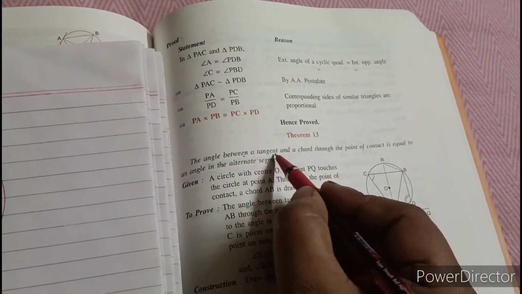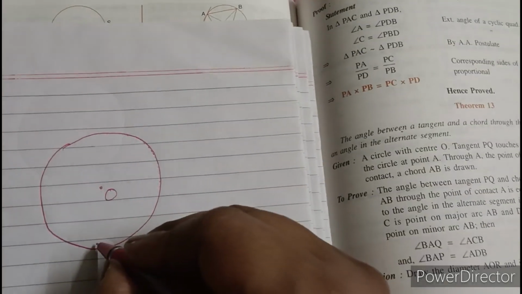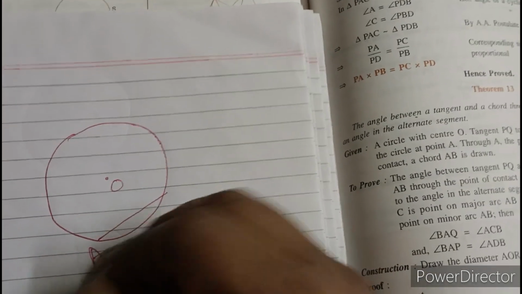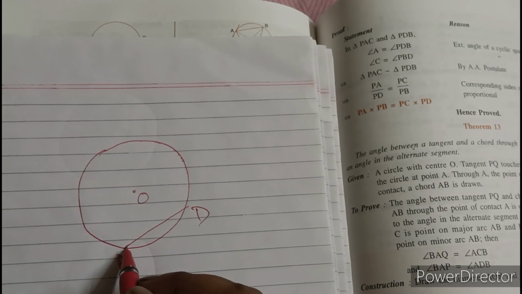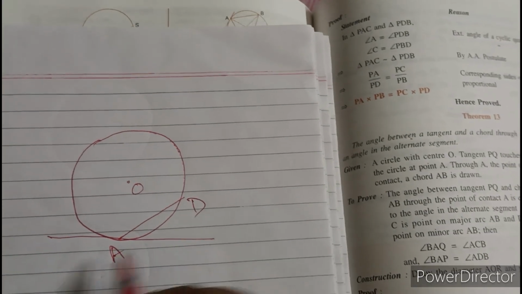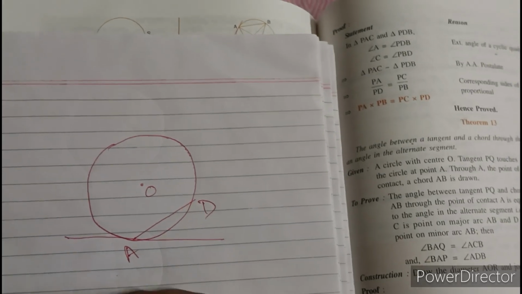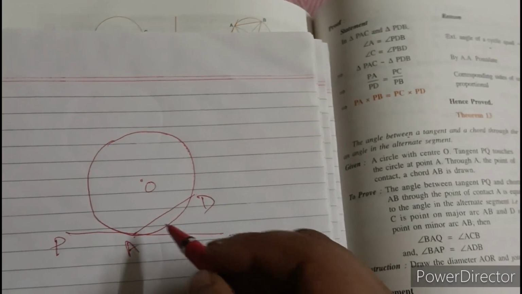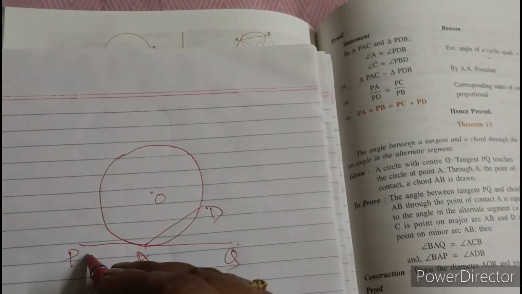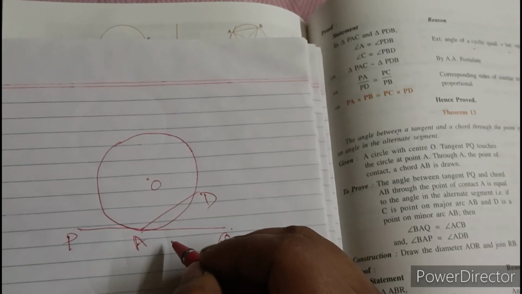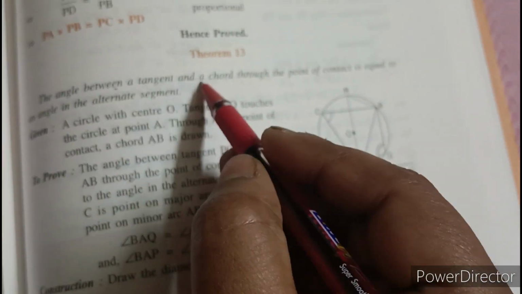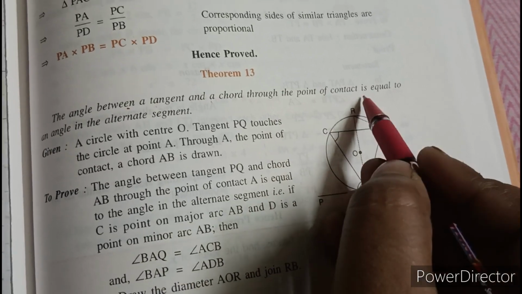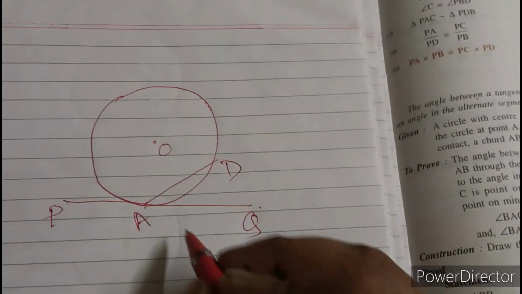The angle between a tangent and a chord. Suppose let us consider one chord, this is AD. Let us draw one tangent here, so this is the tangent. Let us name the tangent PQ. If this is the tangent and this is the chord, they are making an angle, isn't it? The angle between a tangent and a chord through the point of contact is equal. Now which angle? This angle.